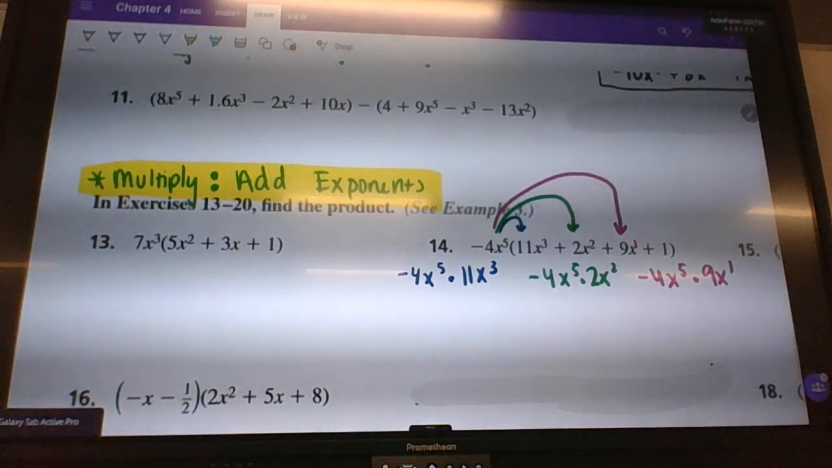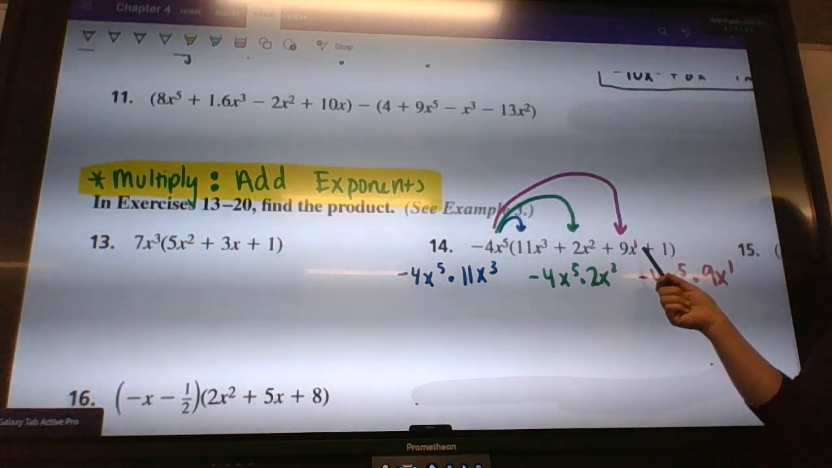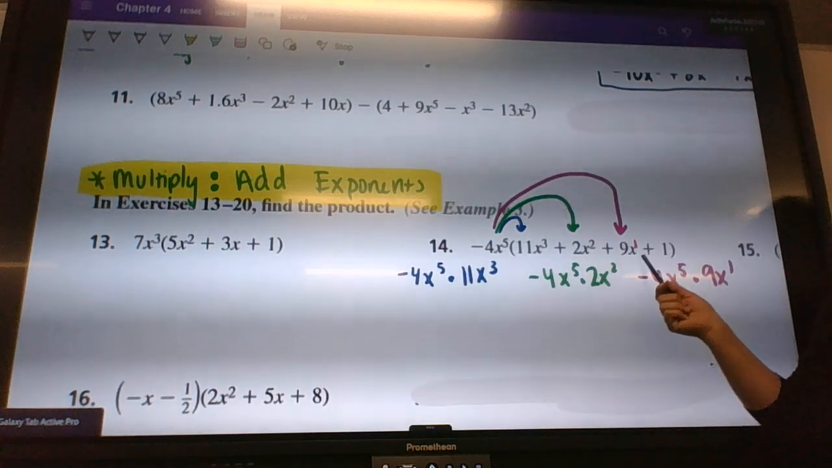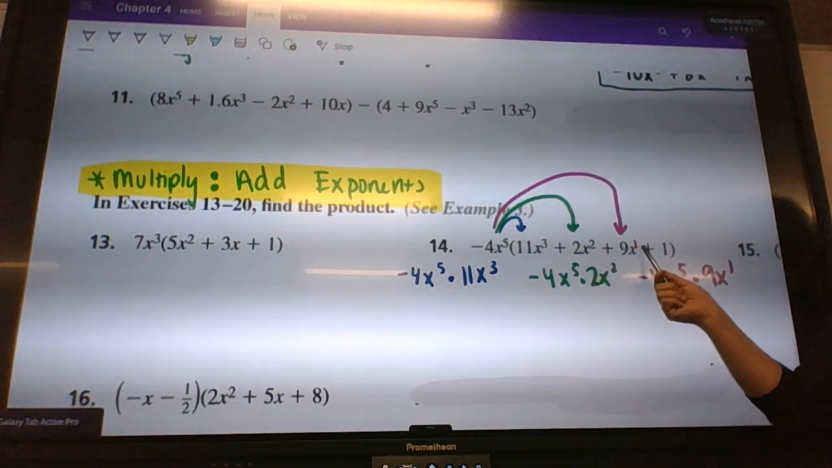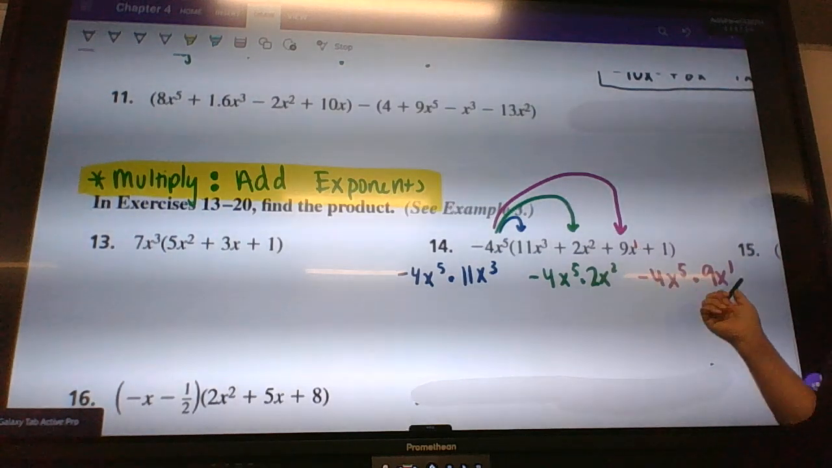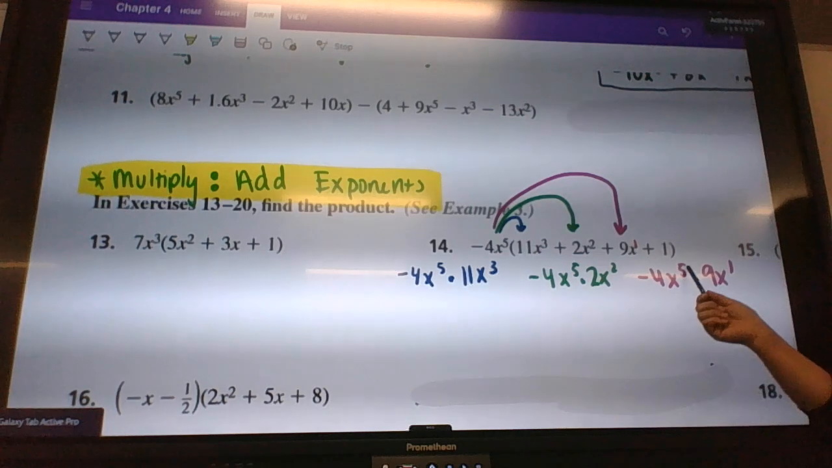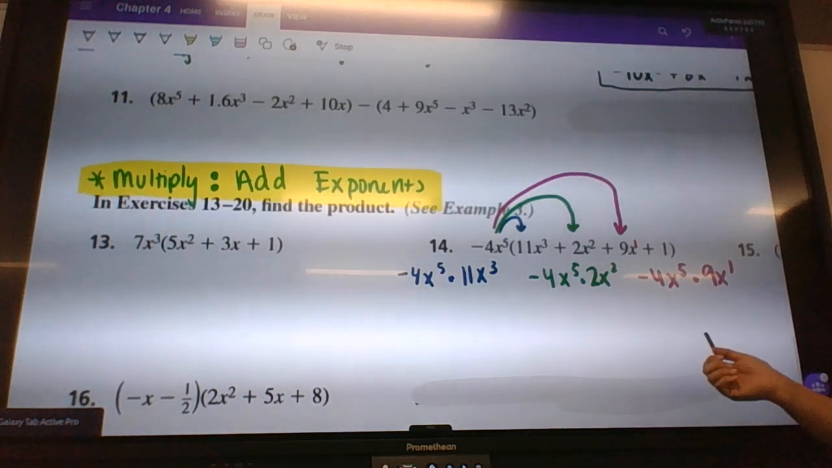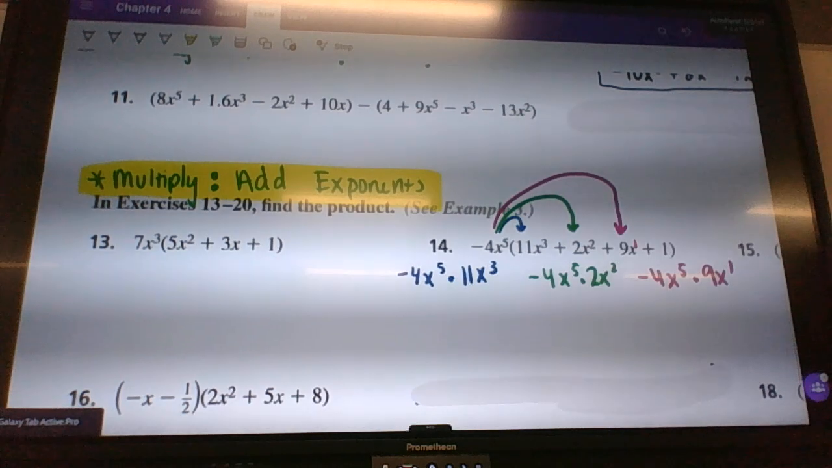I do have a little bit of a recommendation here. This x doesn't have an exponent, but it's the invisible 1. So when I have to do all of this, I go ahead and I write 1 in so that I'm sure to add it. Because students will make mistakes when they do x to the fifth times x to the first, they'll just write x to the fifth instead of making it x to the sixth.